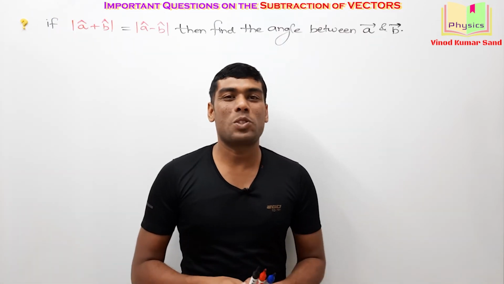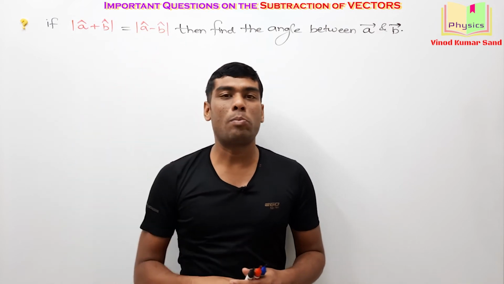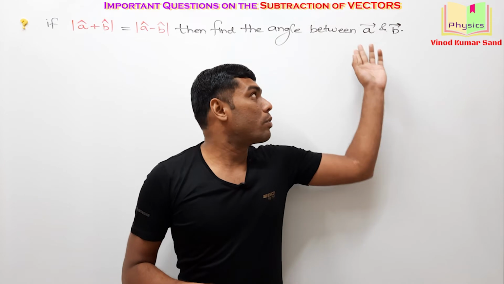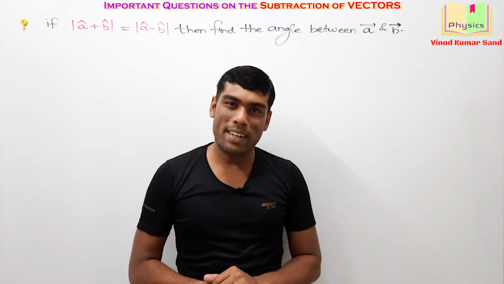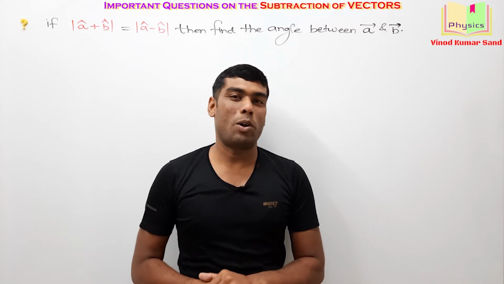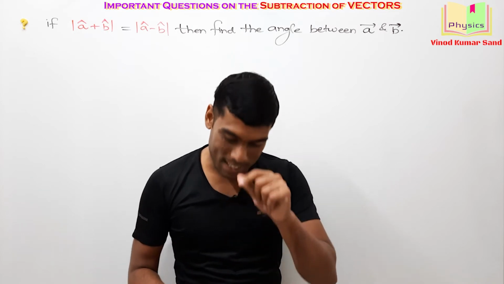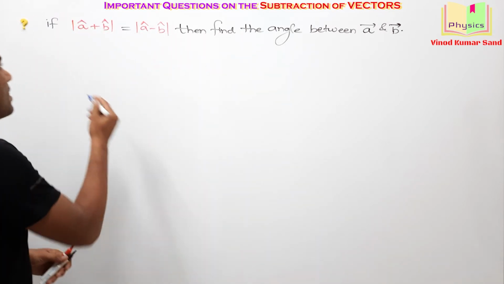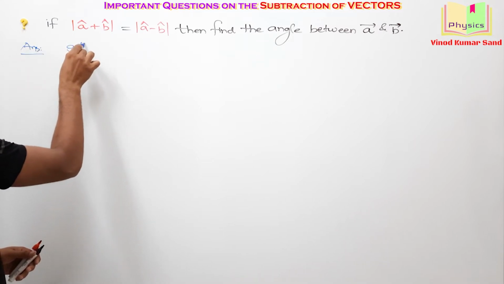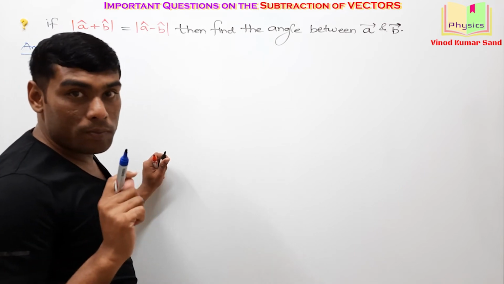Here is the second question. If mod of a cap plus b cap is equal to the mod of a cap minus b cap, then we need to find the angle between a vector and b vector. It's a pretty simple question. If you remember the important points, you can immediately answer it. Correct. What should be the answer? The answer for this question will be 90 degree. The a vector and b vector will be perpendicular.